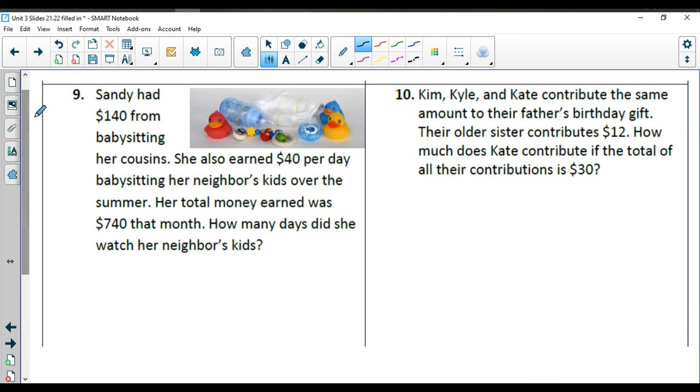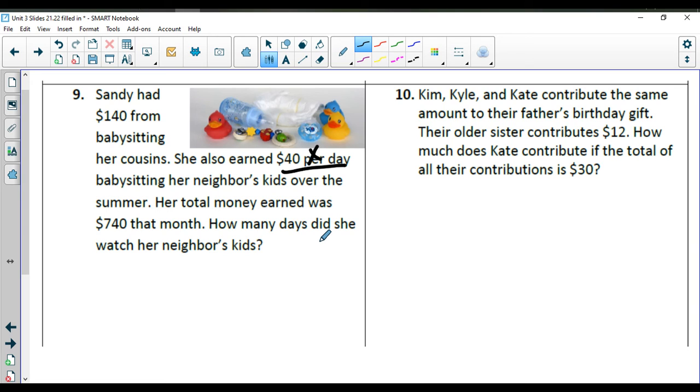Question number 9, Sandy had $140 from babysitting her cousins. She also earned $40 per day. Well, it sounds like that's going to be getting the X, babysitting her neighbor's kids over the summer. Her total money was $740 that month. How many days did she watch her neighbor's kids?